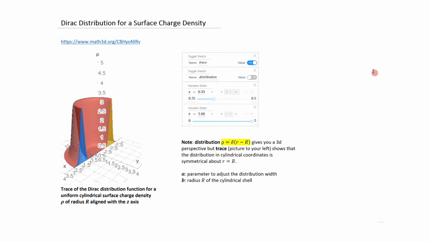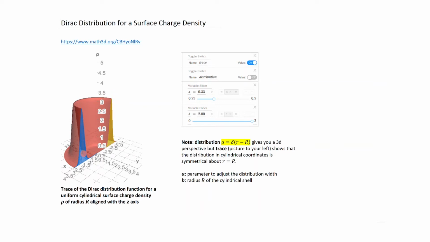We can also talk about, for example, a uniform cylindrical surface charge density. So this would be a cylinder extending to infinity, with the charge density just on the exterior surface, the cylinder having a radius R. So in this case, if we draw out the Dirac delta function, it's 0 until you get exactly to a radius of r equals R, and then it begins to peak. And so this, in fact, is just a trace of sorts.